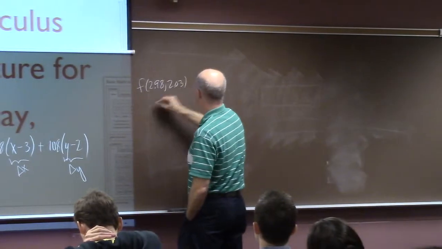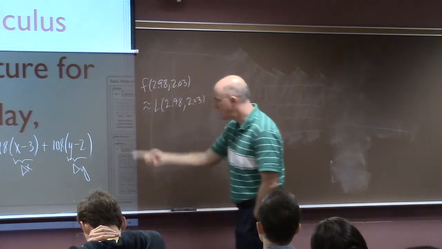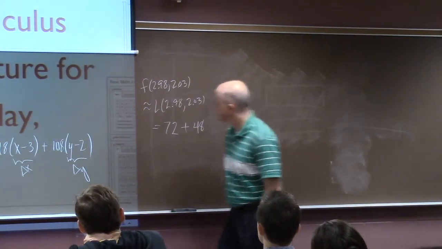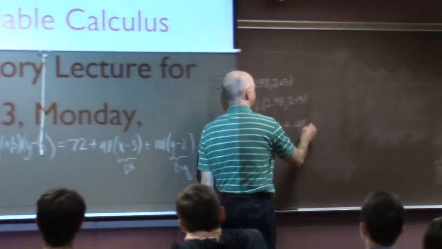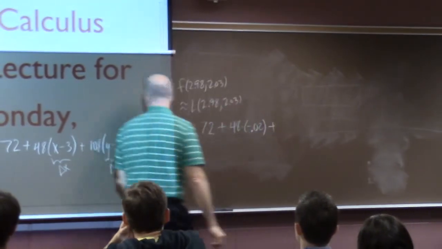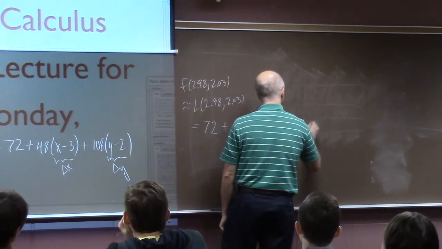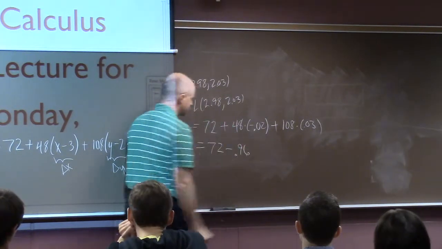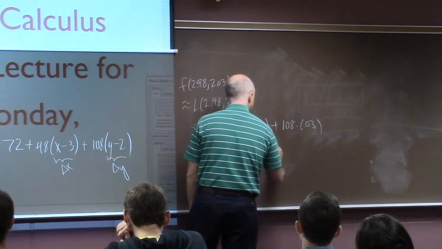What is the function value at (2.98, 2.03)? That's approximately L of (2.98, 2.03), which is fairly easy to find even in your head. 72 plus 48, plug in 2.98 right there. You're going to get negative 0.02. Plug in 2.03 right there, you get positive 0.03. So let me check my work with this. 72 minus 0.96 would be 48 times negative 0.02, plus 3.24.